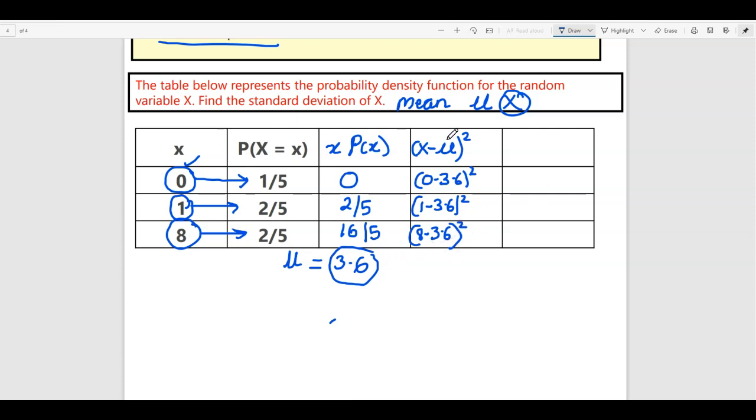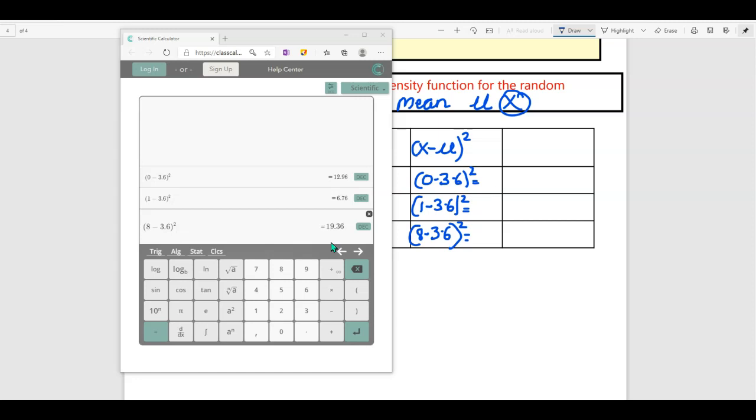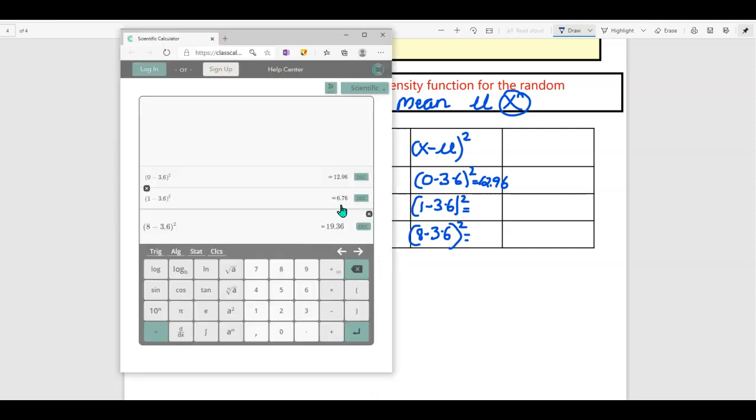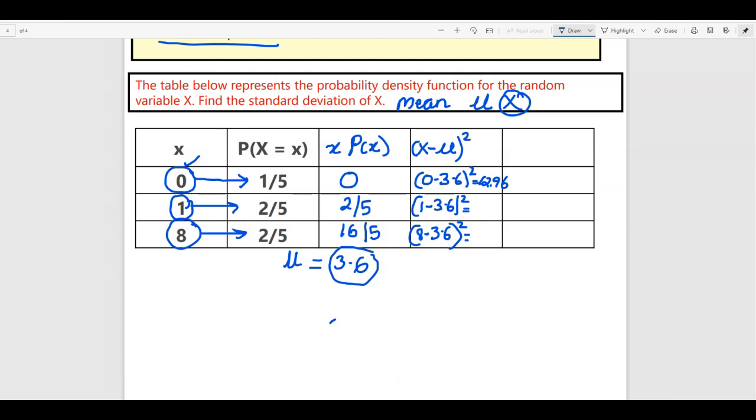Let me go ahead and find those values. I'm going to plug these in class calc and be right back. So I calculated it. Please keep in mind that when you're plugging in your class calc, you should have your parentheses. So 0 minus 3.6 squared, I got 12.96. The next one is 6.76, and the next one is 19.36.